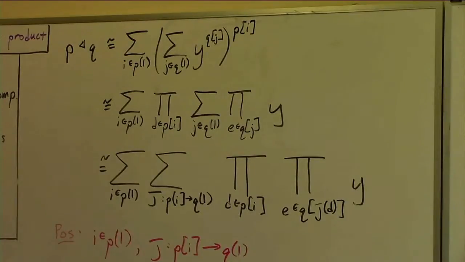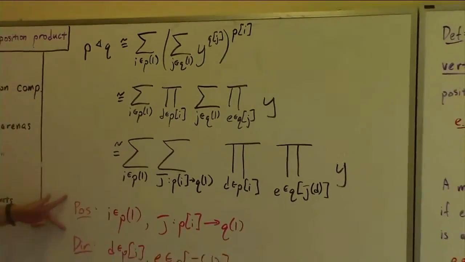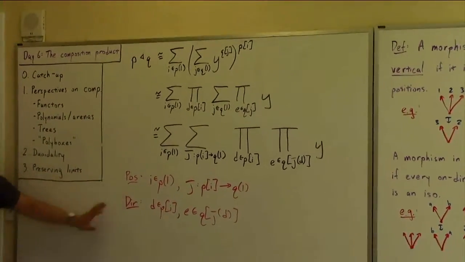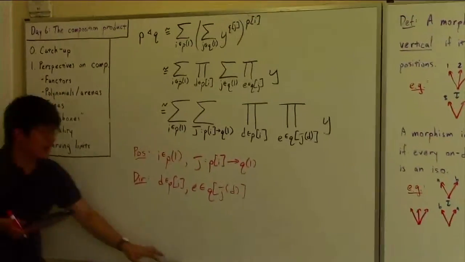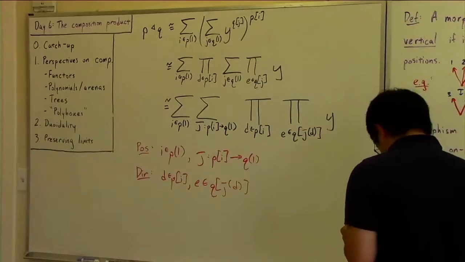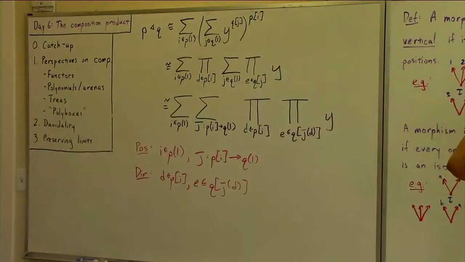And so what kind of thing actually is this? We know what set forms the positions. We know what set forms the directions, but how do we actually think of this? Well, let's draw these out as our Corolla forests.